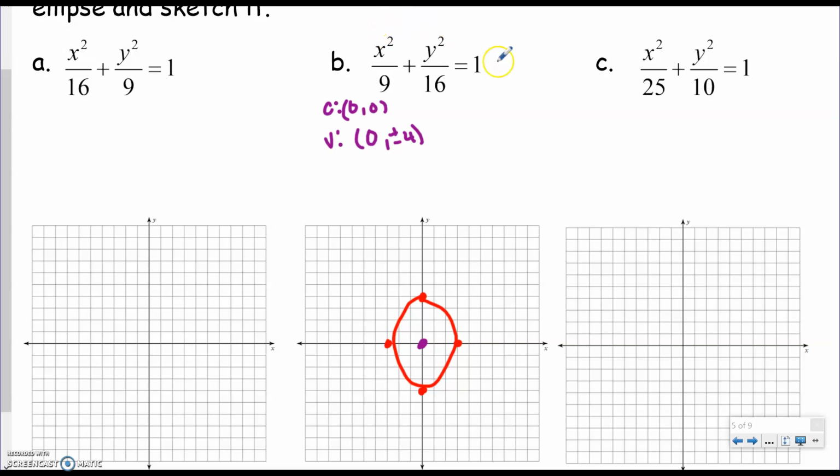Well, to find the foci, we need to find C first. So I'm going to use C squared equals A squared, which is the bigger number, minus B squared, which is the smaller number. And that gives me 7. So that means C, I did that incorrectly. C, if I take the square root, is the square root of 7. So I'm going to add the square root of 7 to my center, and I'm going to subtract the square root of 7 from my center.